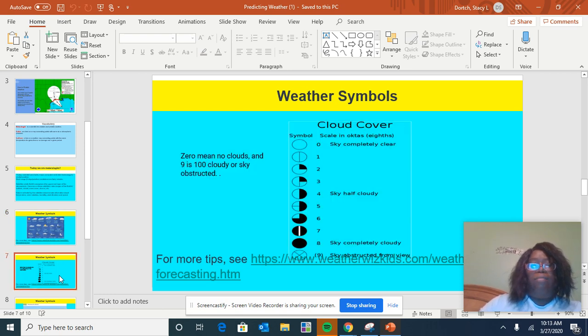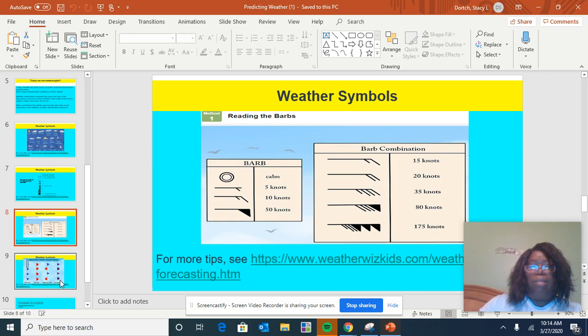All right, then we have symbols that represent the cloud cover. These are represented by circles. When there's no clouds in the sky, you will see an empty circle. Then you begin to see some circles with a half shade and on down. When you get to 8 and 9, it's pretty much very cloudy. At 9, the sky is so cloudy that you really don't see anything other than clouds.